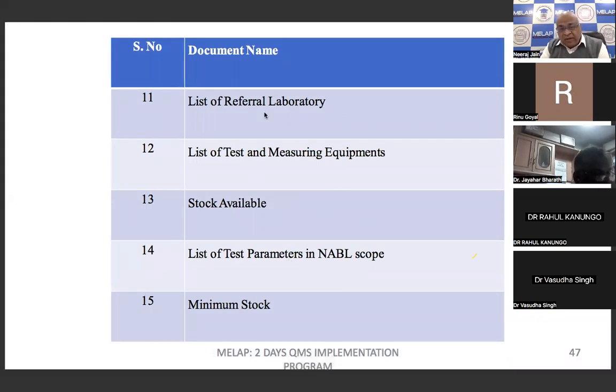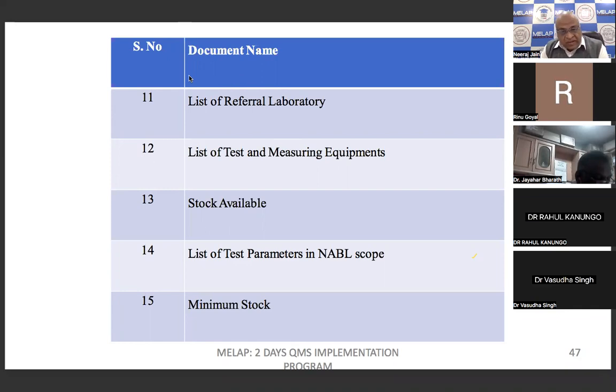List of referral laboratory. What is the clause related to this? 6.8 point 2 or 3? 6.8.2. Very good. The last line of 6.8.2 is talking about list of referral laboratory.